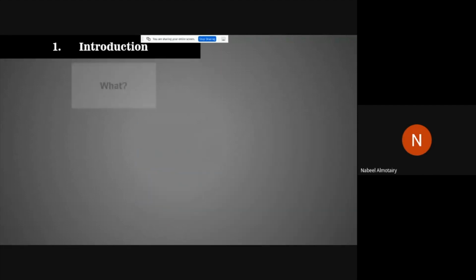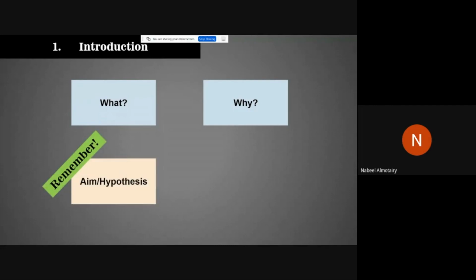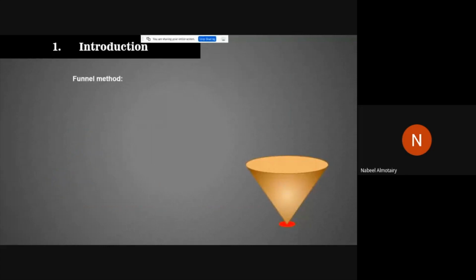In the introduction, you tell the reader what you have studied and why it's important that you have studied this topic. And also you write about the aim and the hypothesis of your study, and you report some well-balanced literature review. So most introduction sections follow the funnel method.